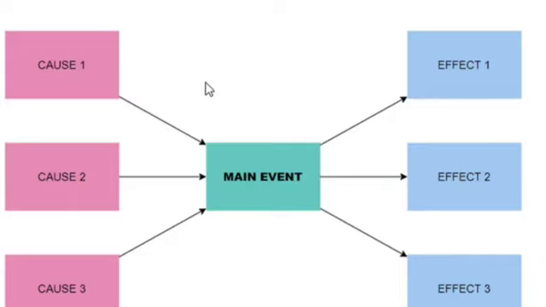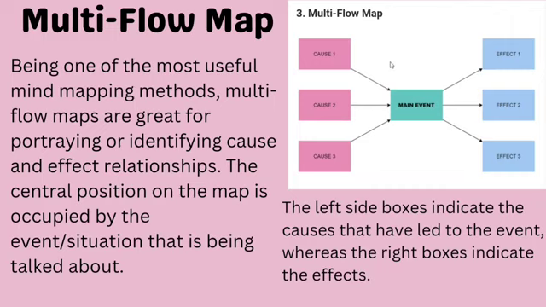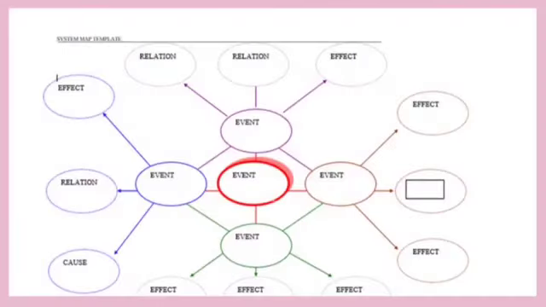Now we'll talk about multi-flow maps. Here you can see one side causes another side effects. Being one of the most useful mind mapping methods, multi-flow maps are great for portraying or identifying cause and effect relationships. The central position on the map is occupied by the event that is being talked about. The left side boxes indicate the causes that have led to the event, while the right boxes indicate the effects.